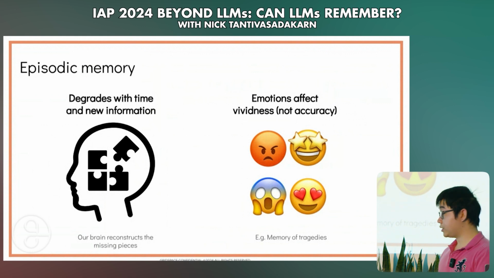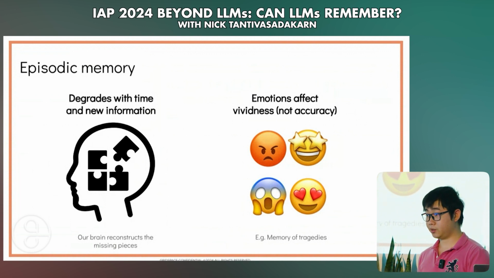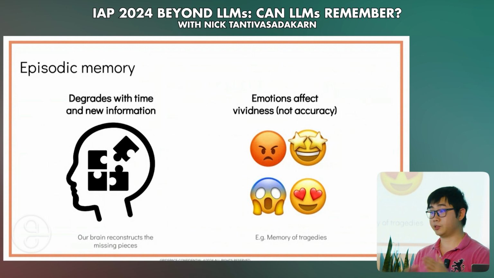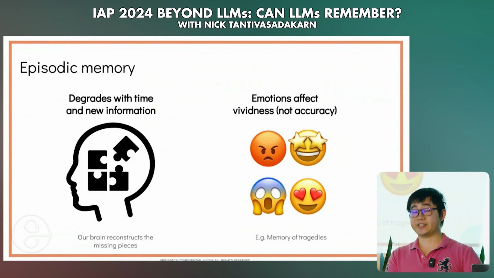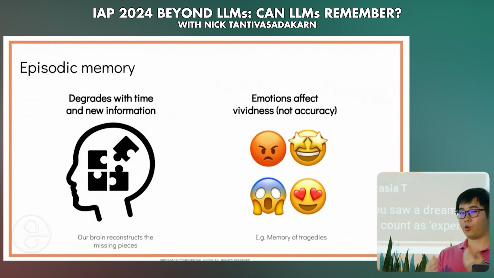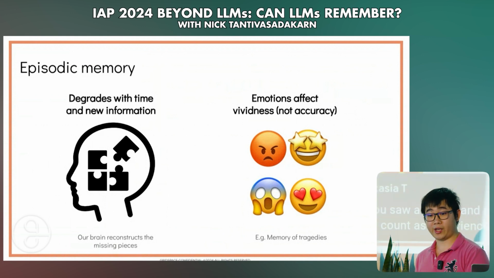Some other properties of episodic memory is that it degrades with time and new information. So let's say I give a talk on this podium multiple times, like 10 times. Each time I come to give a talk on something similar, more of my information about the first talk will start to degrade. And as time passes, more and more of that information would gradually erode away.